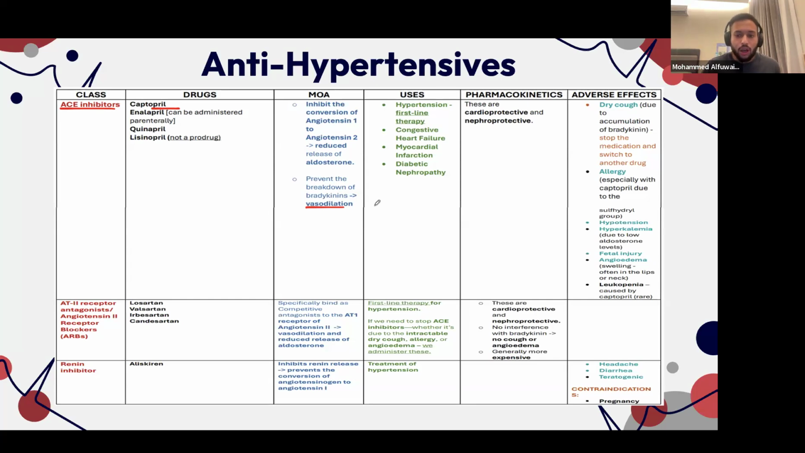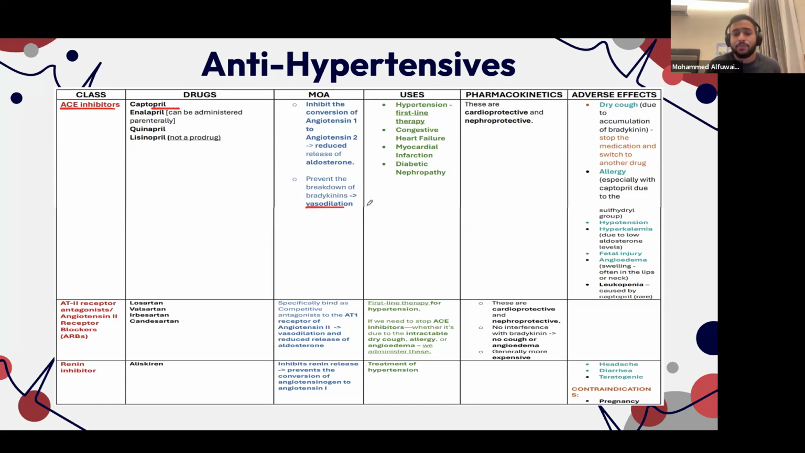What is the most common side effect of ACE inhibitors? Dry cough, good. How do you manage a patient who's taking ACE inhibitors and has dry cough? What will you do for them? Switch to ARBs. Excellent. Good. Perfect. This is an important concept to remember. You have to switch to ARBs. Okay? ARBs will not have this effect.